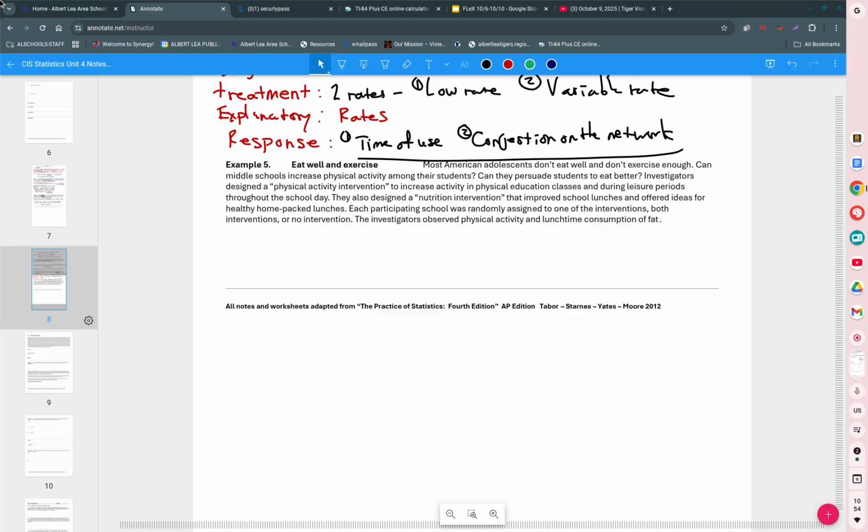You need to exercise more. Most American adolescents, actually, you read it all on your own and try to do those four. If you want to work together, go ahead. Yep, do the four things.